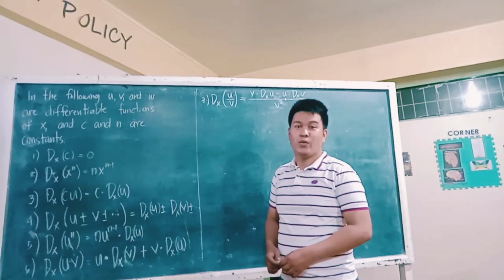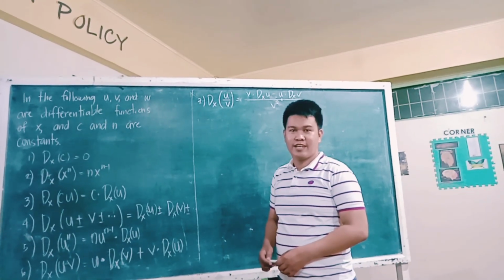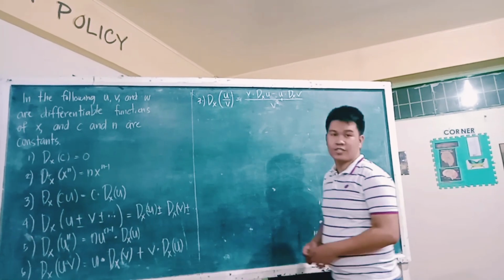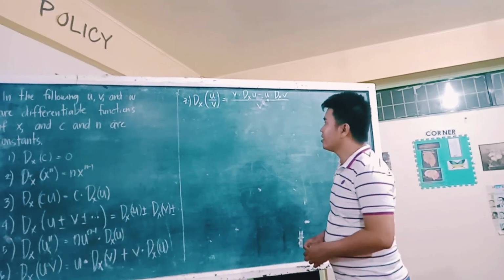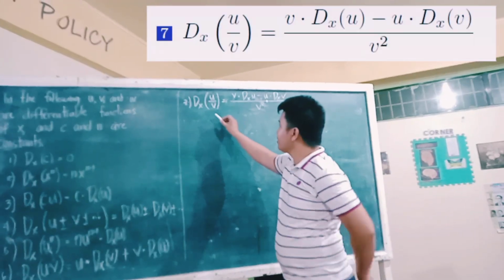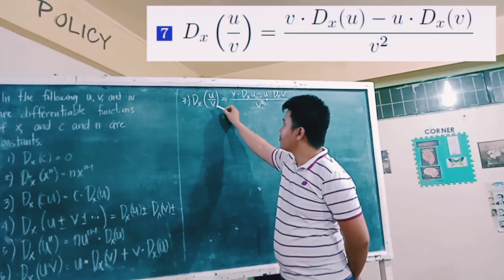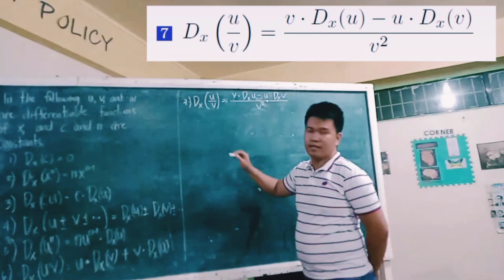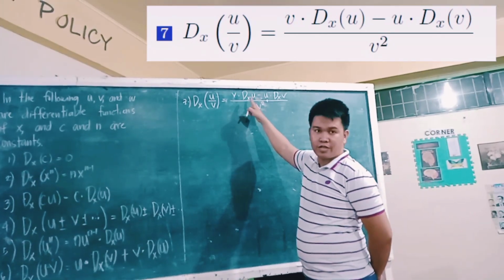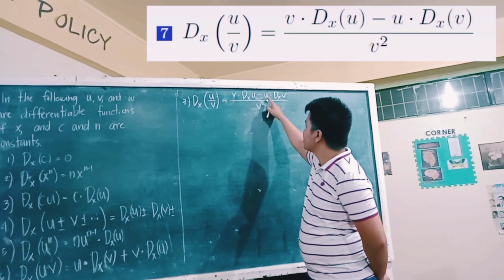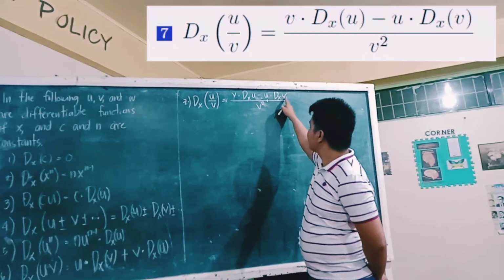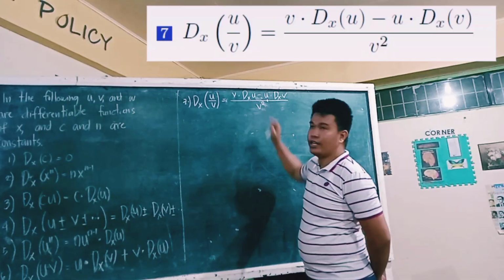We are now on the seventh formula, and this is called the quotient rule. The quotient rule is given: the derivative of u all over v is equal to v times the derivative of u minus u times the derivative of v, all over v squared.